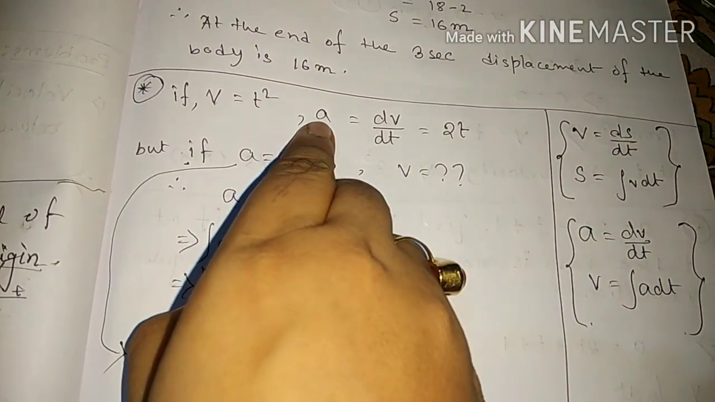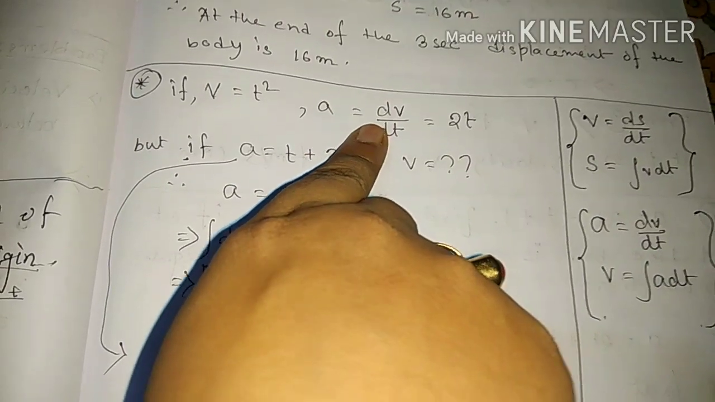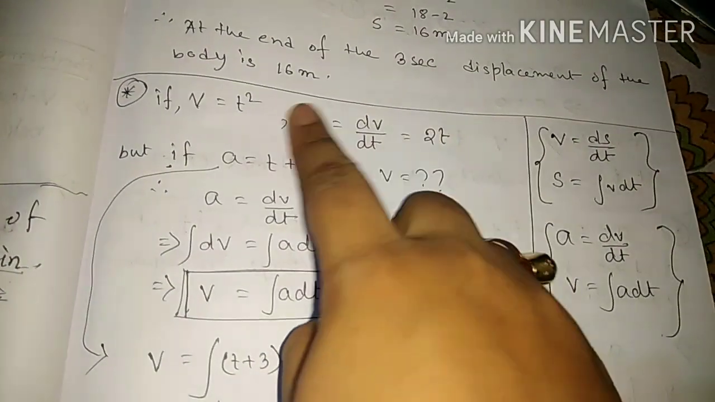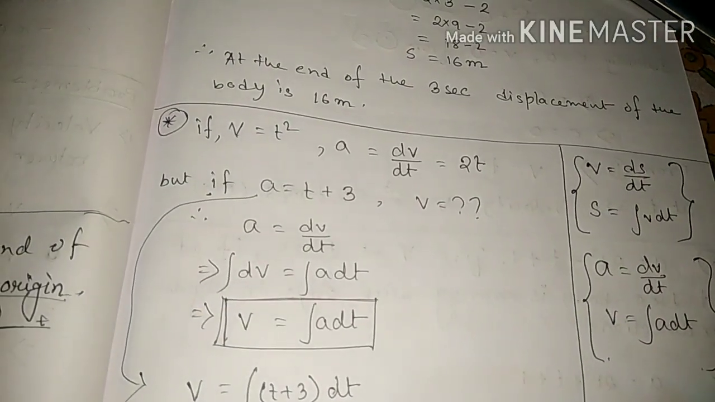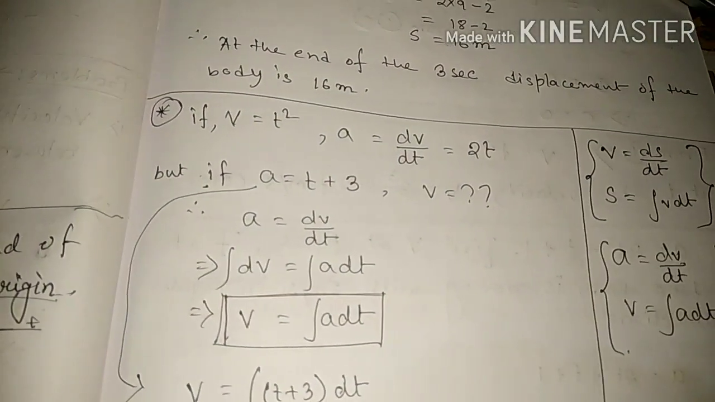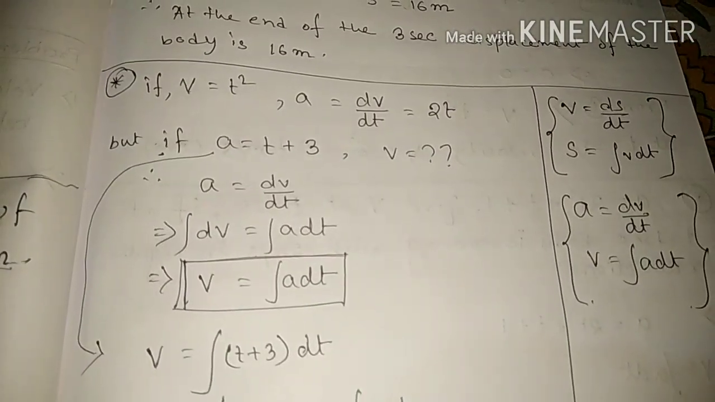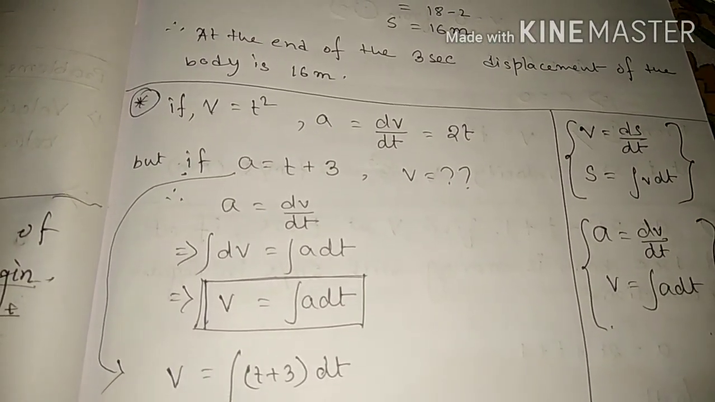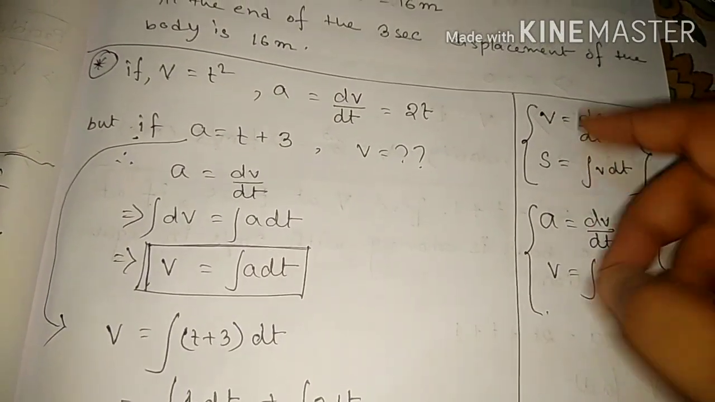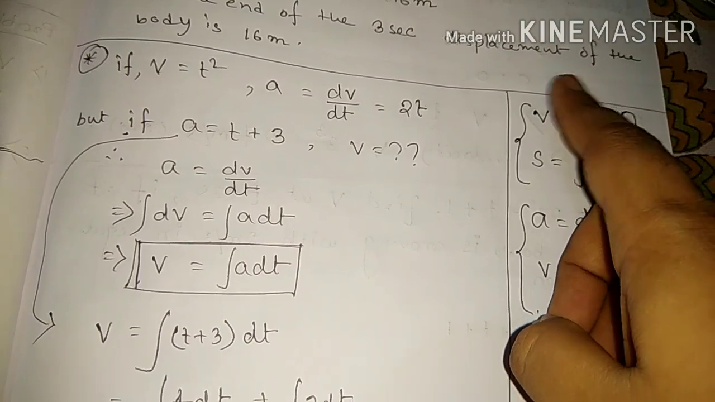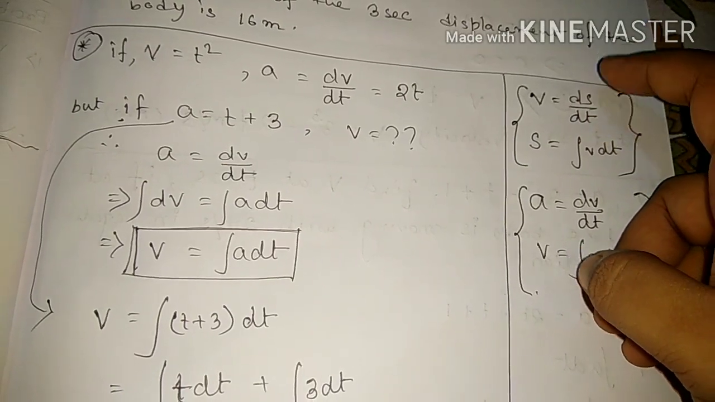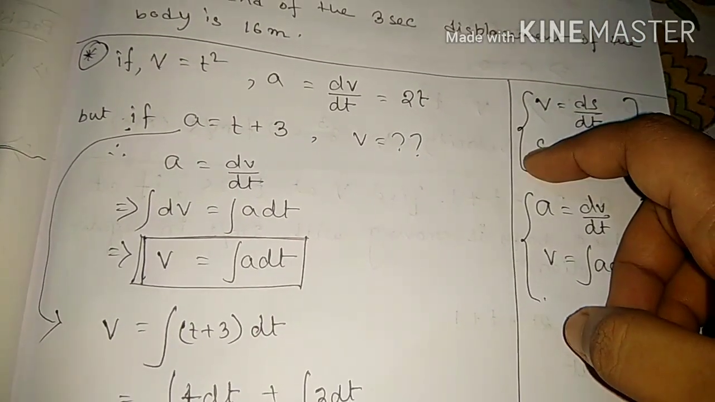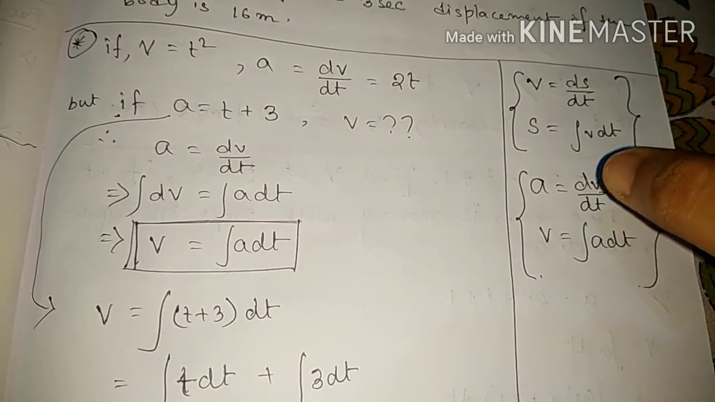If v equals t square, we find a equals dv by dt, that means differentiation, which equals 2t. But suppose the expression of acceleration is given and we find the velocity. What do we do? We do integration, like with displacement and velocity. Keep this formula in your mind: when we find velocity from displacement, we use differentiation; when we find displacement from velocity, we use integration.